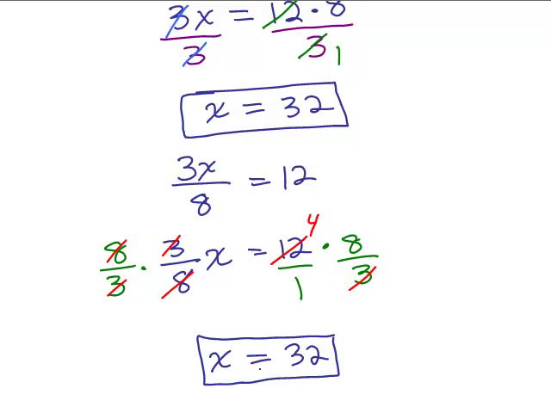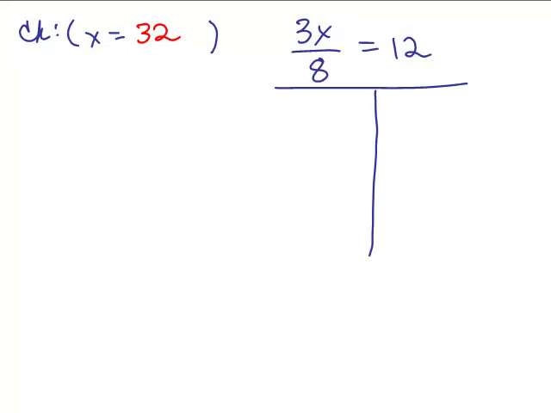So let's see if 32 is indeed the correct solution. All right, so here's our original equation. And so we're going to plug in 32 for x. So we've got 3x over 8. So we have to write that down. 3 times x. But the x is 32. Divided by 8. And simplify this.